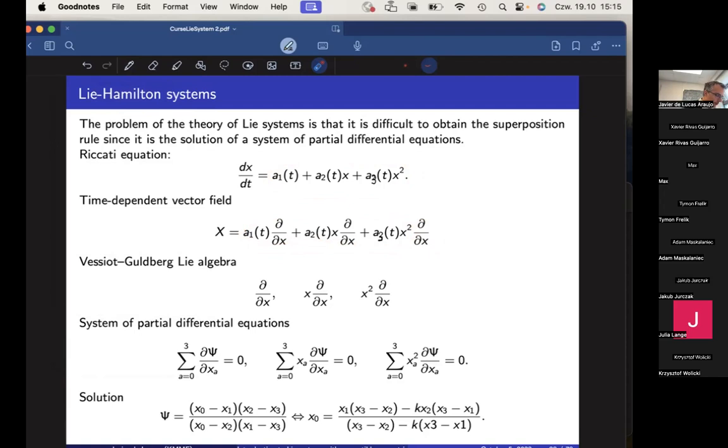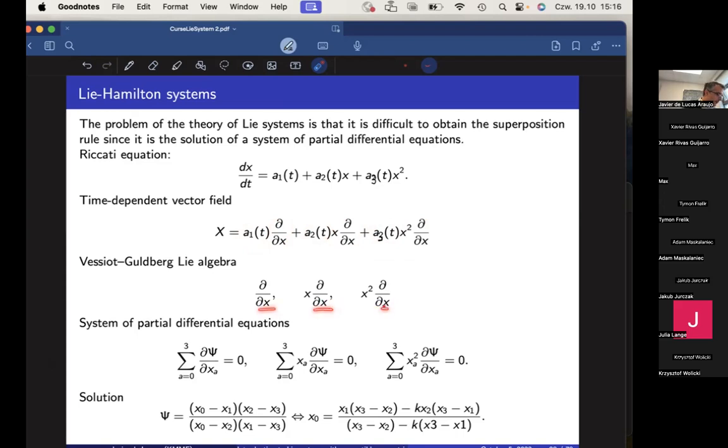field. Okay, so remember that by the Lie theorem, it was stated that the Riccati equation would be a Lie system. I mean, it will have a superposition rule if this time-dependent vector field can be written as a linear combination with time-dependent coefficients of vector fields closing a finite-dimensional Lie algebra of vector fields. And you see, this time-dependent one is attached to this vector field, this second function with this third, and this third time-dependent function with this third vector field. So you have three vector fields in here.